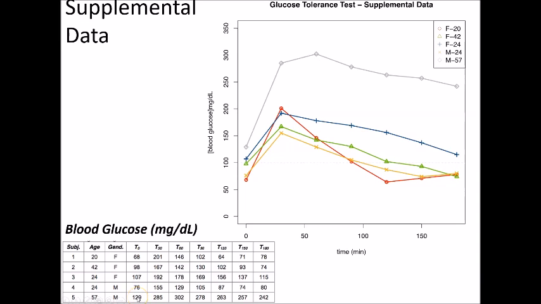Again, this is the data I found from the internet. We did not have this in class. It really didn't peak until after an hour, and is still way above 100 at 240 after 3 hours. So this is obviously someone who has diabetes. So to summarize, subjects 1, 2, and 4 were normal tests. Subject 3 was pre-diabetic, and subject 5 was diabetic.